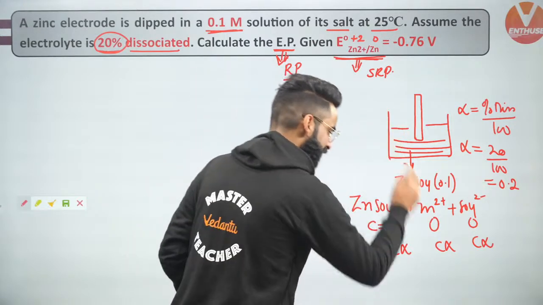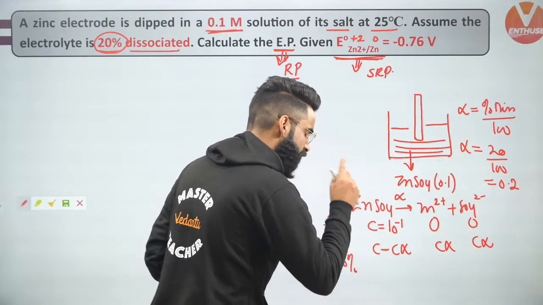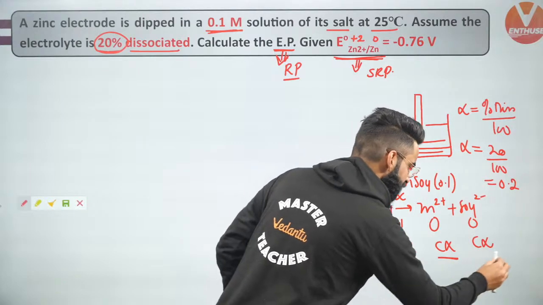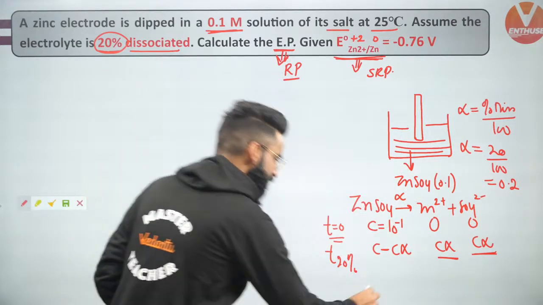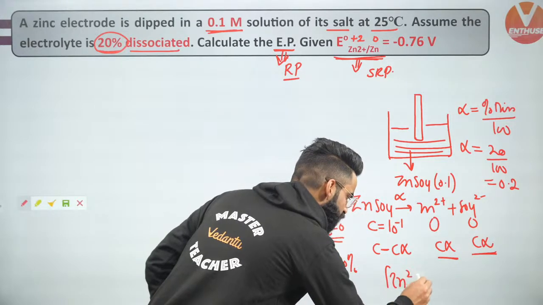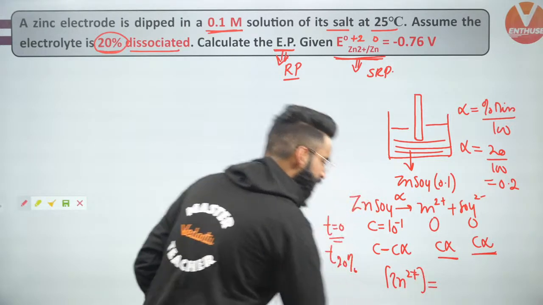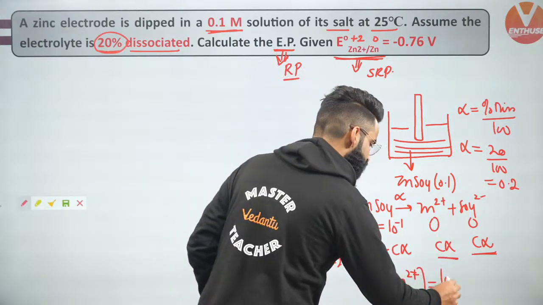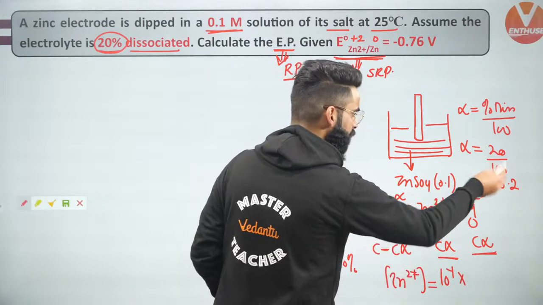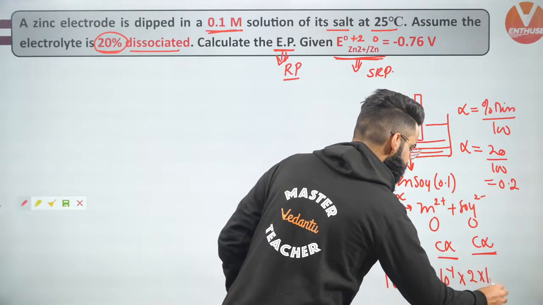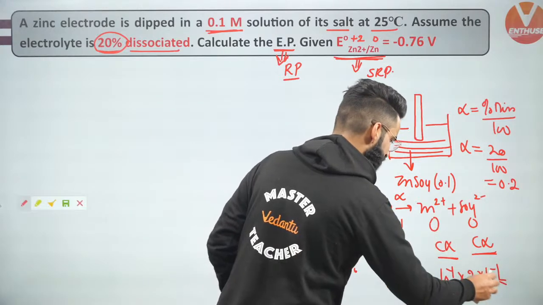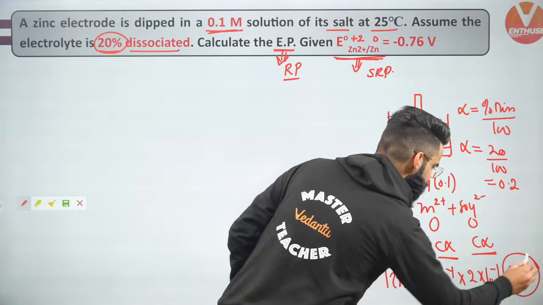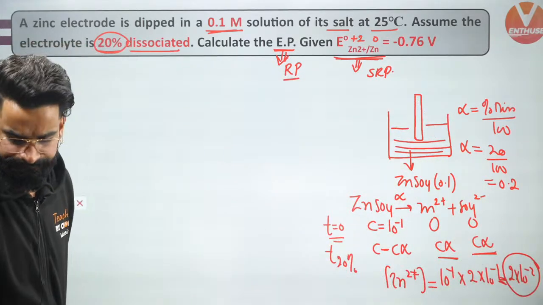So in the container, when 20% of the electrolyte would have got converted into its ions, the concentration of Zn2+ will be C alpha, and the concentration of SO4 2- will be C alpha. So the concentration of Zn2+ in the container when 20% of the electrolyte would have got dissociated will be equal to C multiplied by alpha. C value is 10 power minus 1 multiplied by alpha value 2 into 10 power minus 1. So I got the concentration of Zn2+ in the container as 2 multiplied by 10 power minus 2.